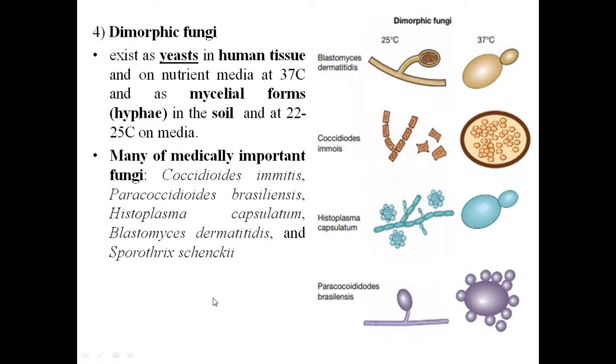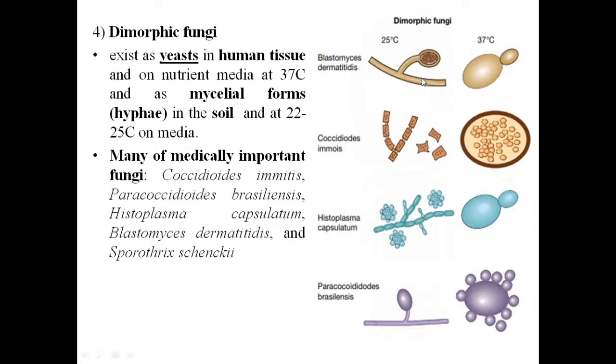And the last morphological group is dimorphic fungi. They exist as yeasts in human tissues and on nutrient media at 37 degrees Celsius, and as mycelial forms, as hypha, in the soil and at temperature from 22 up to 25 degrees Celsius on media. Many medically important fungi are dimorphic fungi that cause mycosis. For example, Coccidioides immitis, Paracoccidioides brasiliensis, Histoplasma capsulatum, Blastomyces dermatitidis, and Sporothrix schenckii.